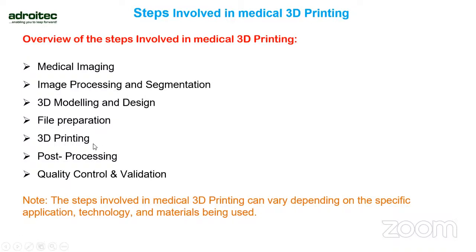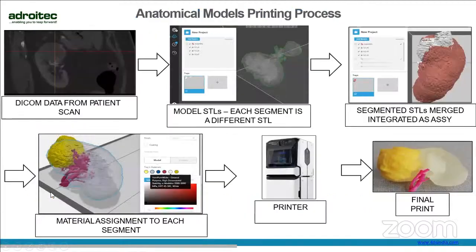After 3D printing, we will do post-processing. Post-processing means we have to remove the internal support structures, do all the cleaning, and surface finish to achieve the desired aesthetics and functionality test. Here we will do all the post-processing. And another step is quality control and validation.